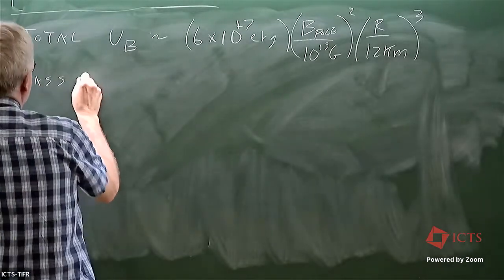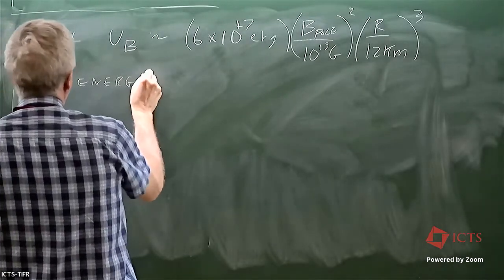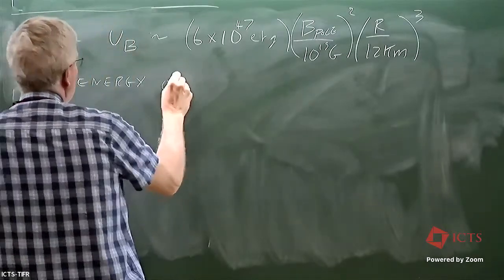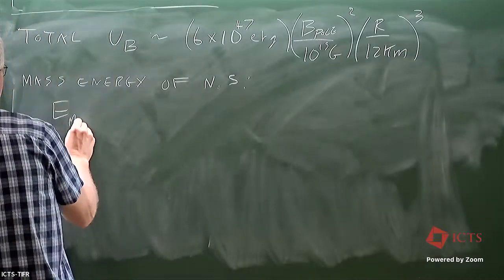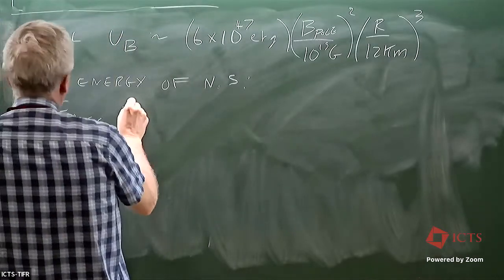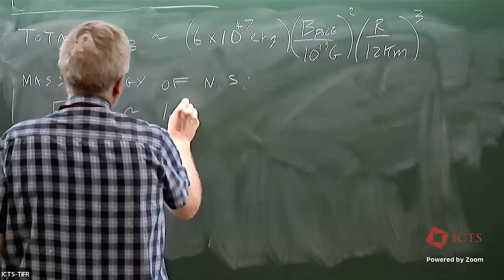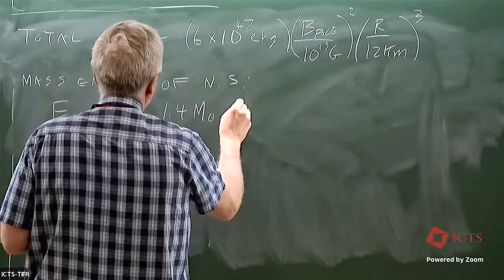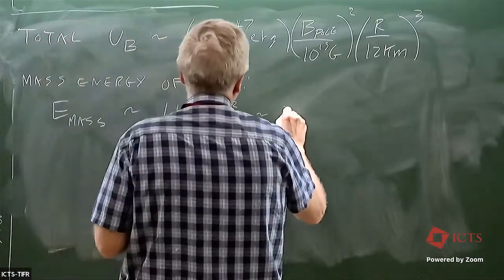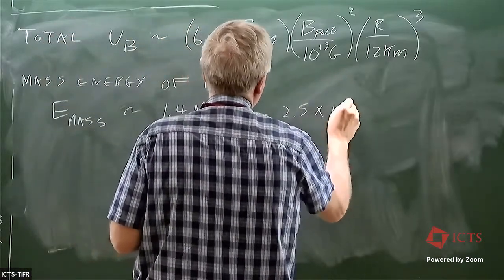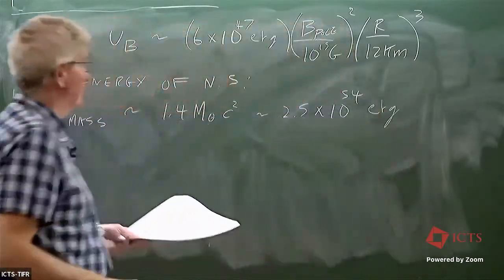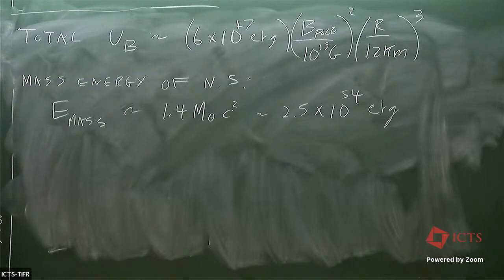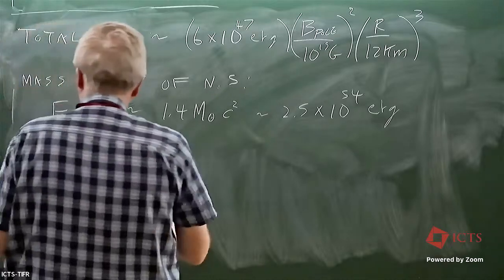So the mass energy of the star is basically 1.4 solar masses times c squared. That comes out to be 2.5 times 10 to the 54 ergs. So as big as this is for the magnetic energy, it's very small compared to the mass energy of the star, which isn't too surprising.